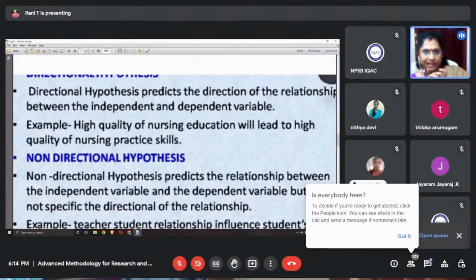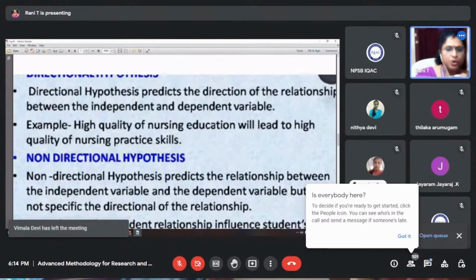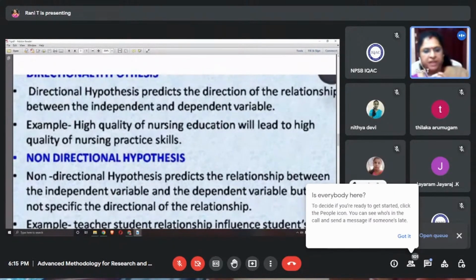And the next one is directional as well as non-directional hypothesis. What is the meaning of directional hypothesis? If you give an input of high quality education, what is the resultant? There will be high quality practice. In nursing, if nursing education is given with a high quality methodology and it is inculcated, then they will also practice in an efficient way. They may be able to diagnose the problem, and they can even recommend some suggestions. That is the directional hypothesis.